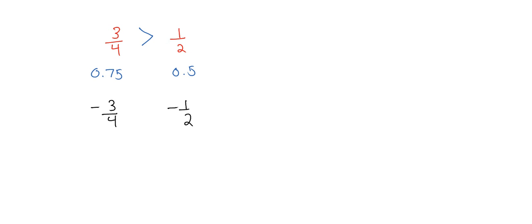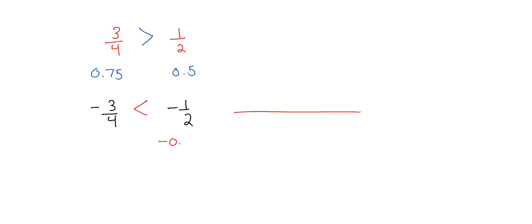Well, basically we use the same rule as we did in the previous examples, and all we have to do is we just flip the sign here. So negative 1/2 is bigger than negative 3 over 4. Okay, and you can verify this on a number line.